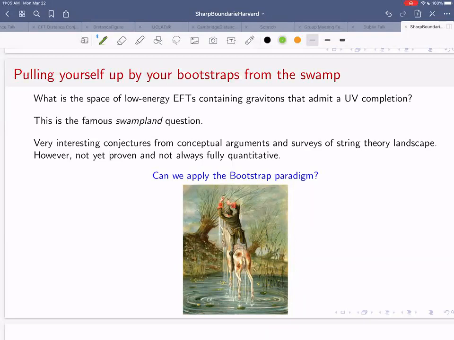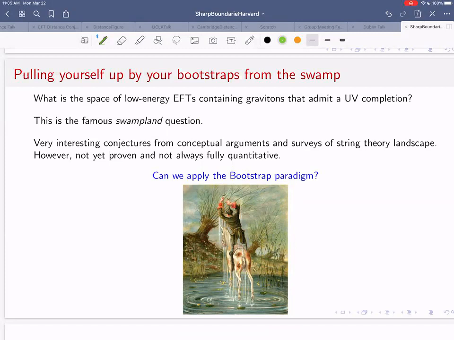Okay, sorry. So the motivation will be very short, and it hardly needs to be emphasized for this audience. It is the Swampland question, of course. What is the space of low-energy effective field theories that contain gravitons, massless spin-2 particles, and admit a UV completion? As you are very well aware, in fact, you invented and work on this subject. Both conceptual arguments, often having to do with black hole physics, and surveys of the string theory landscape suggest some very interesting, very plausible, and probably true conjectures about some criteria that make an effective field theory either part of the swampland or part of the honest landscape.